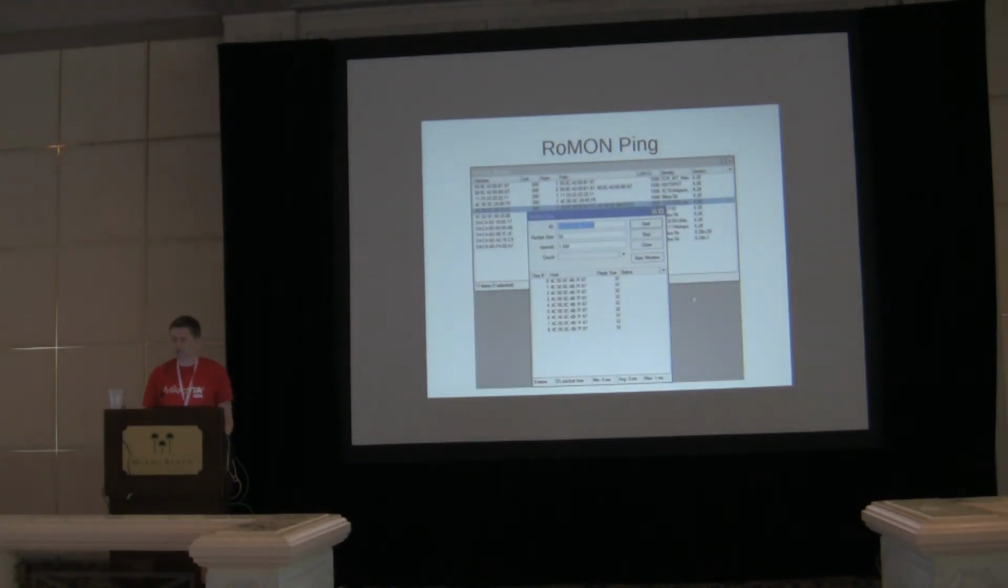After we have done that, we can also check the communication through all the RoMON network. You can use a ping, for example, as a simple tool to check the layer 2 connection using the RoMON protocol. You can check the first hop or the last hop and check that the communication is working fine through the tunnel.